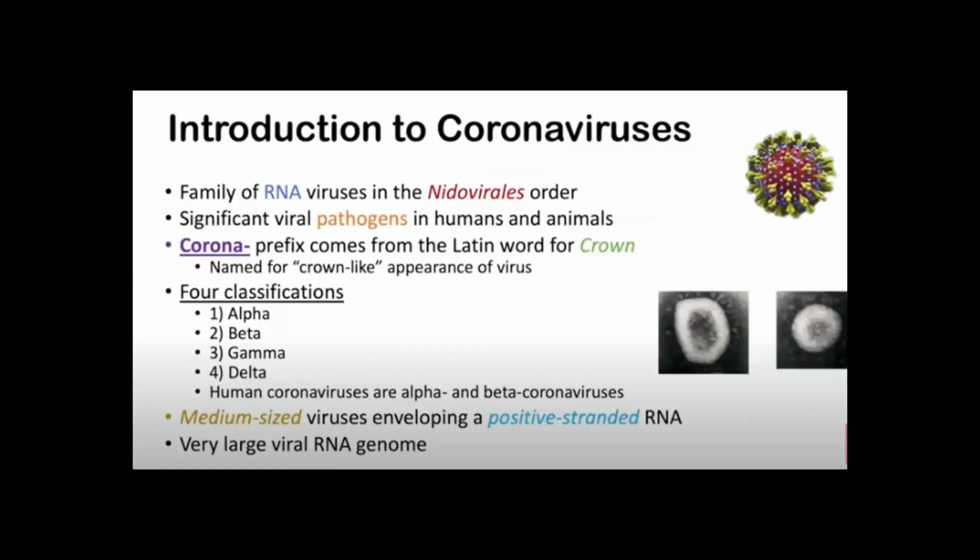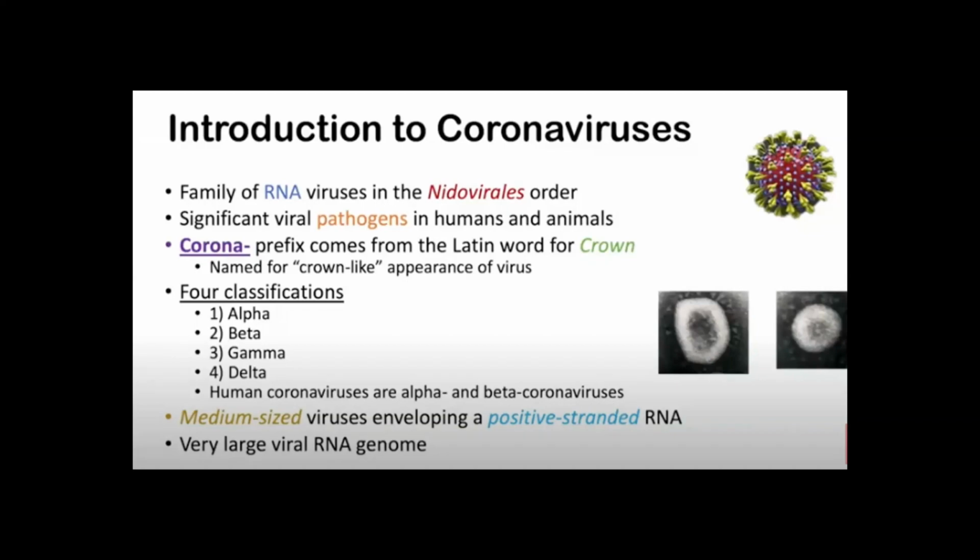So for coronaviruses, as part of the introduction to the virus, as you see, these viruses belong to the Nido or Nidovirales order. Nido means nest because of the nested messages that the virus creates. They are significant pathogens of both humans and animals. The prefix corona comes from the Latin word for crown, and is named for the crown-like appearance shown on the transmission electron micrographs on the right. Those corona spikes are the spike glycoprotein. It's actually a trimer that creates this globular structure protruding outside of the membrane of the virus.